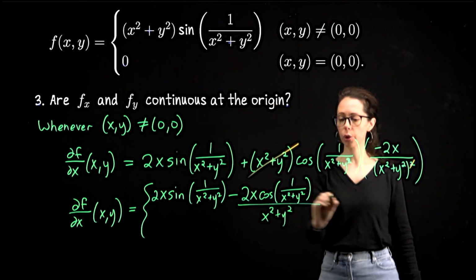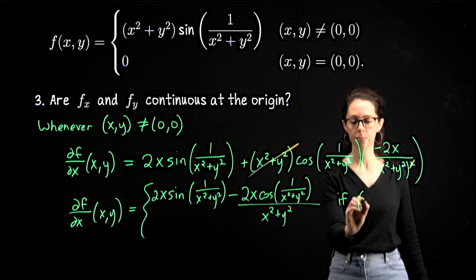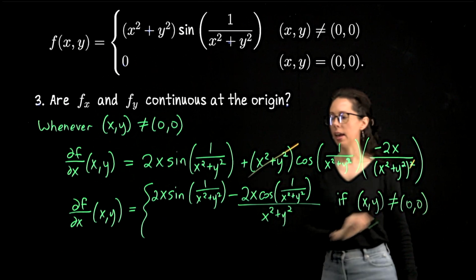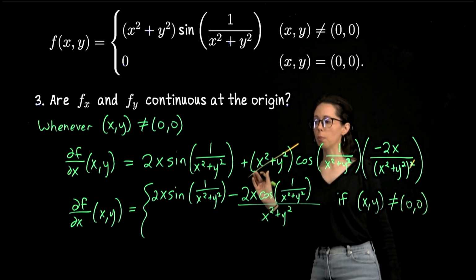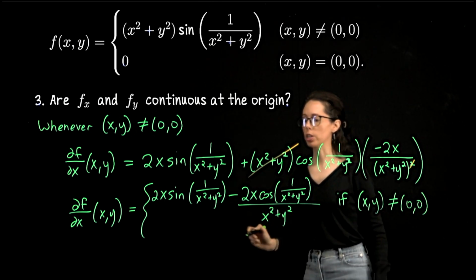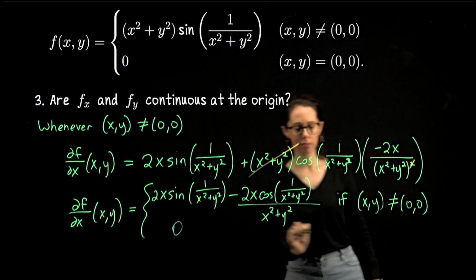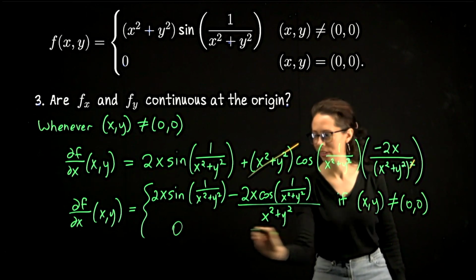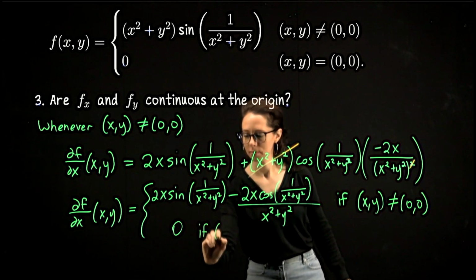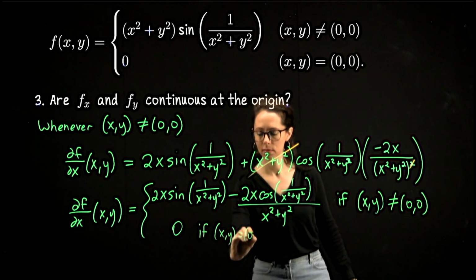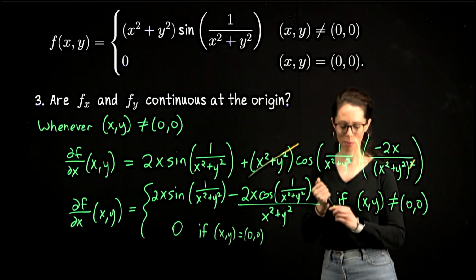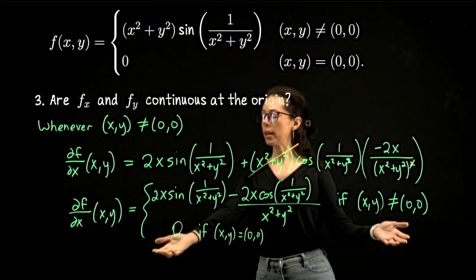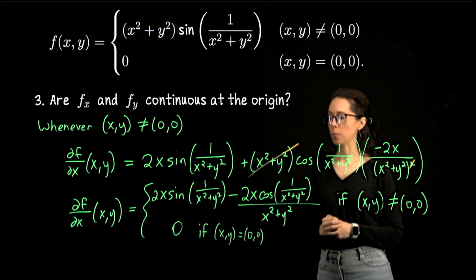Okay, so this is true if x and y are not both 0. And then we know from our previous work that at the origin, it's just 0. Sorry about the formatting here, but this is all one line, and I'm saying 0. Maybe you're writing it a little better on your own paper. But this is now our piecewise defined partial derivative of f with respect to x.